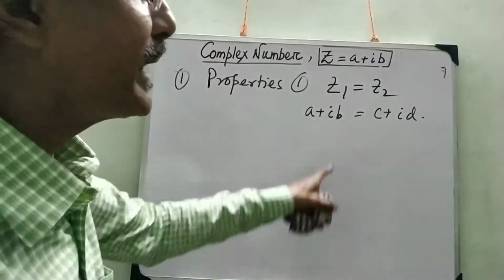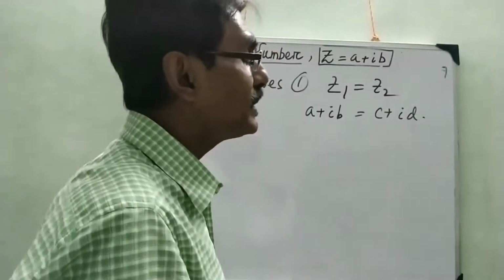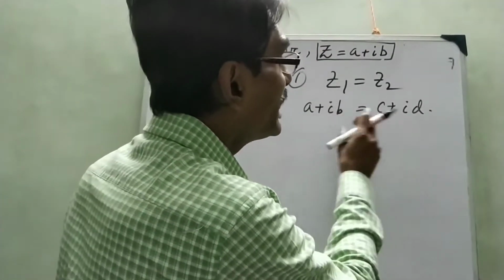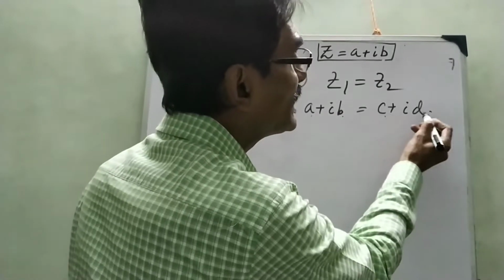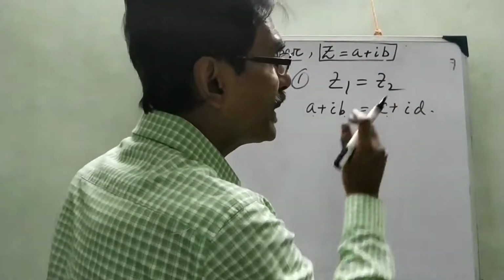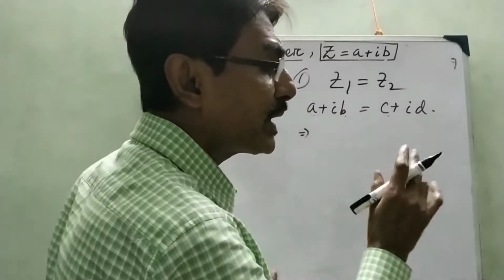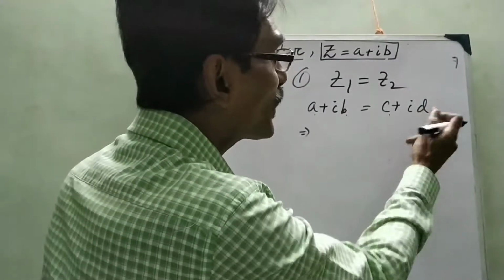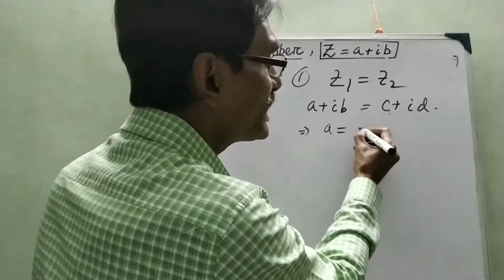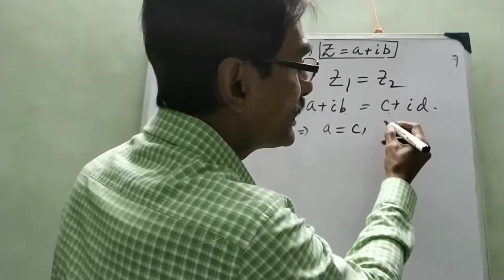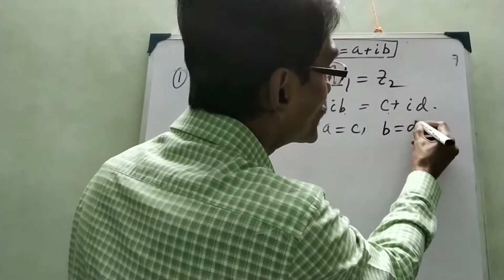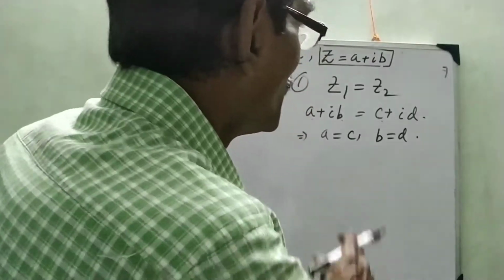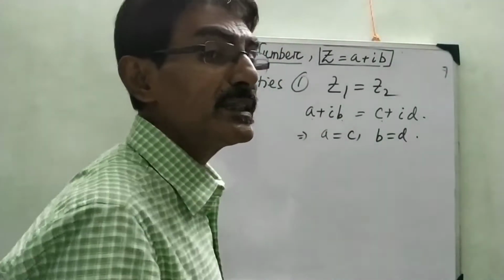Now, when two complex numbers are equal, what is the relation among the real numbers a, b, c and d? If we compare the real parts from both sides and the imaginary parts from both sides, we can write a equals c and b equals d. Very simple. I think it is clear. For which case will you apply this?